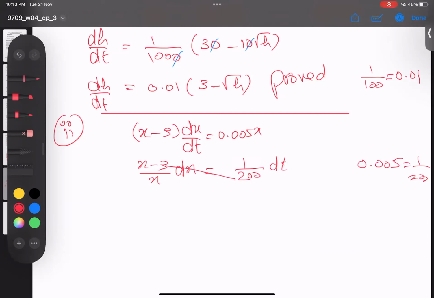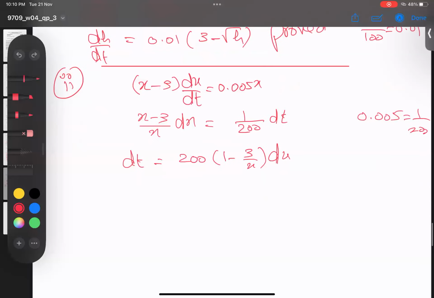So this will multiply up here, and I'm changing the sides. So 200, and in the bracket, divided by x each value, 1 minus 3 over x dx. I repeat, this multiplying there, you can see, x by x separate, 3 by x separate. I hope it is clear. Now the separation of variables is done, x on the right side, t on the left side. Now I'm starting integration.